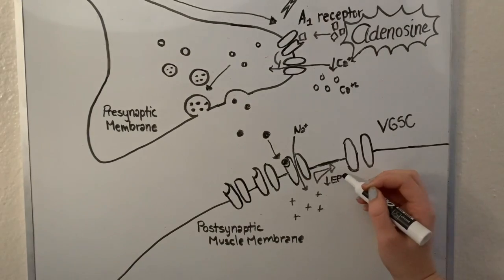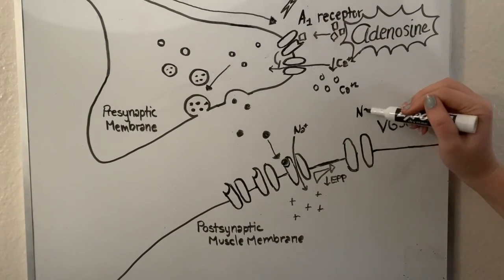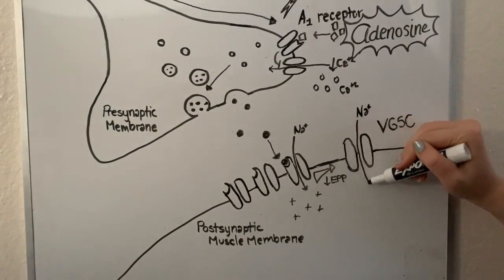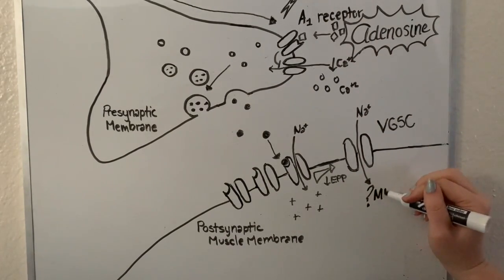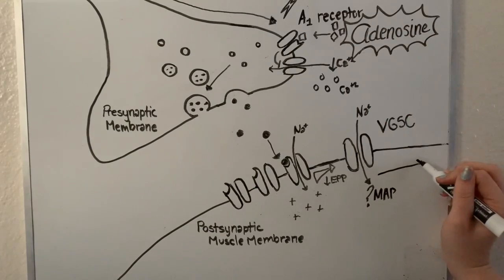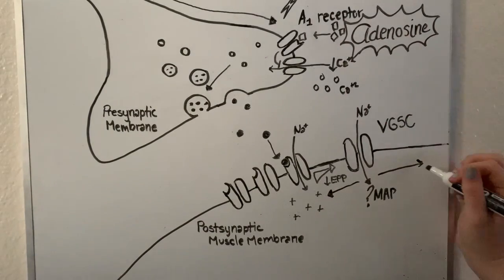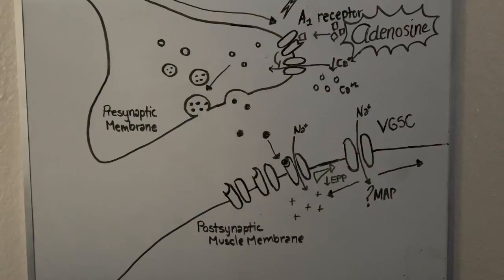In addition, the decreased amount of acetylcholine being released also means it takes more time for enough nicotinic M cholinergic receptors to be activated to generate an EPP large enough for a MAP to be initiated. This increases the MAP latency, which explains why the synaptic delay increases.